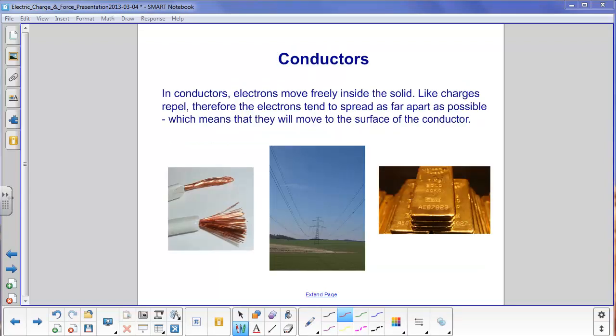Since electrons can move freely within a conductor and they have like negative charges, they will repel each other until they are spread apart as far as possible. This means that for any conductor in electrostatic equilibrium, these electrons, or any excess charge, will reside on the surface of the material, the surface being the furthest away that they can get from each other. Examples of conductors that behave this way are copper wire, which you see on the left, transmission lines, which transmit our power from one area to another, and gold.